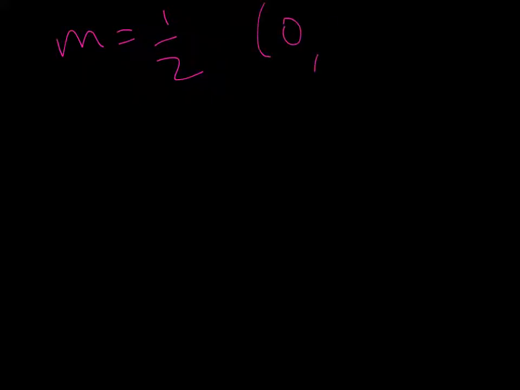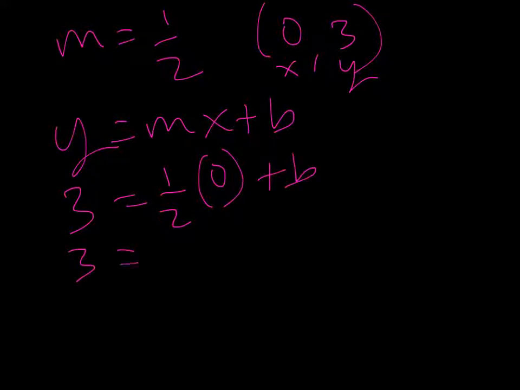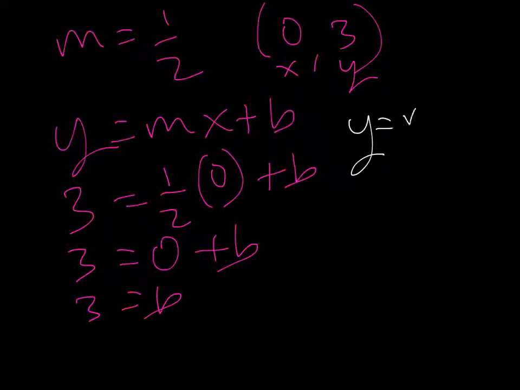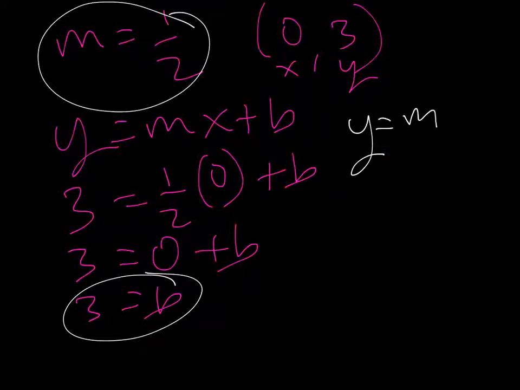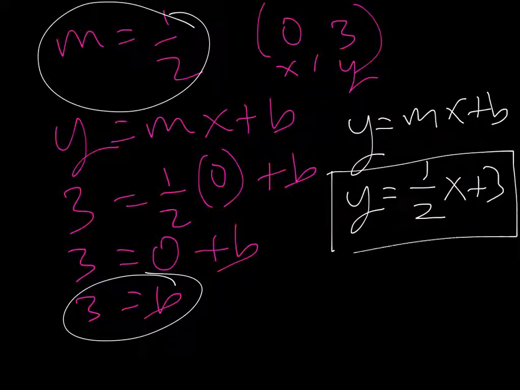Now I'm going to take that m equals 1/2 and use the point (0, 3). This is step 2. I'm plugging these into y equals mx plus b. So here's my x and my y and my m. My y is 3, my m is 1/2, my x is 0, plus b. Anything times 0 is 0, so 3 equals 0 plus b, so 3 equals b. And now for my final step, I plug my b and my m into y equals mx plus b, so I get y equals 1/2 x plus 3. And there's the linear function.